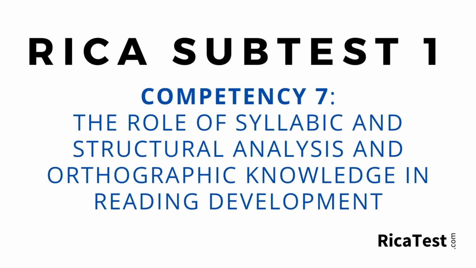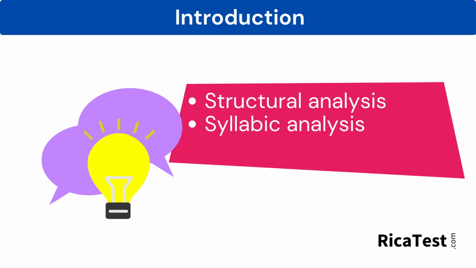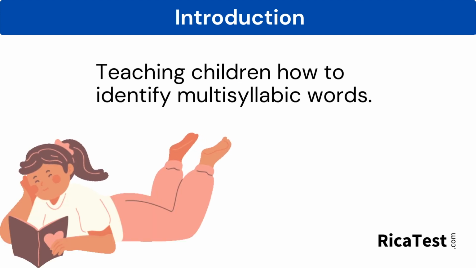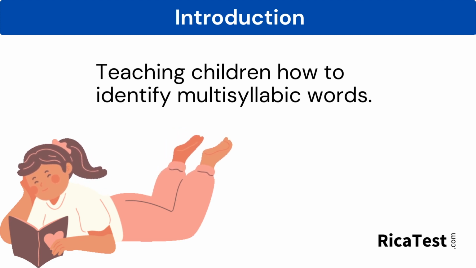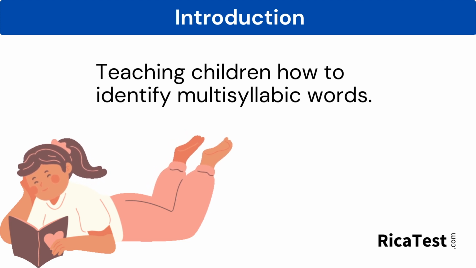In this lesson, you will learn everything you need to know about competency 7, which is understanding the role of syllabic and structural analysis and orthographic knowledge in reading development. In this lesson, we will focus on the key identification skills, which include structural analysis, syllabic analysis, and orthographic knowledge. The overall theme and important point to understand in this chapter is how to teach children to identify multisyllabic words.